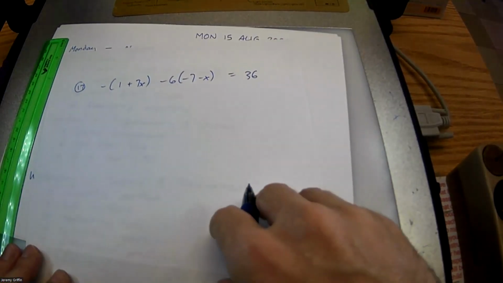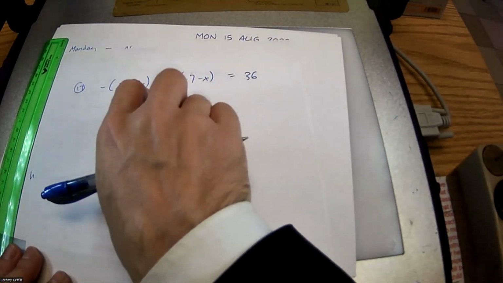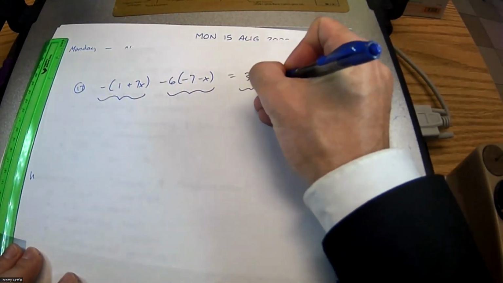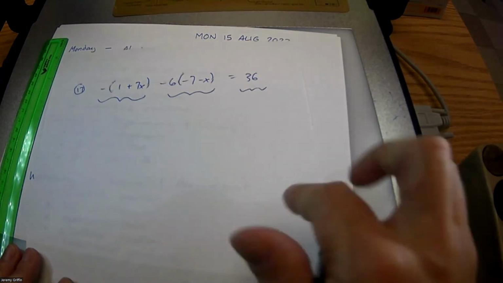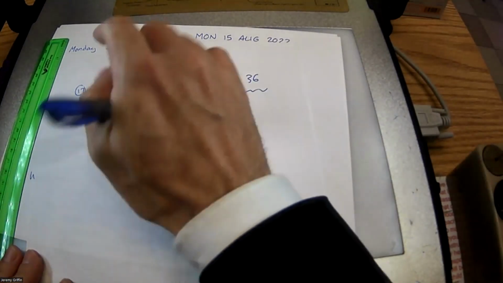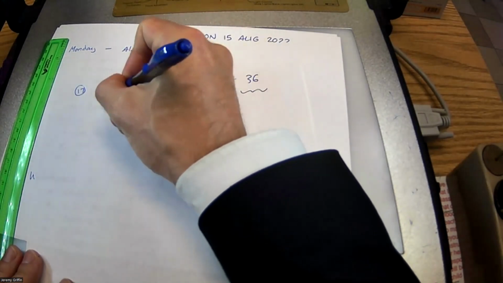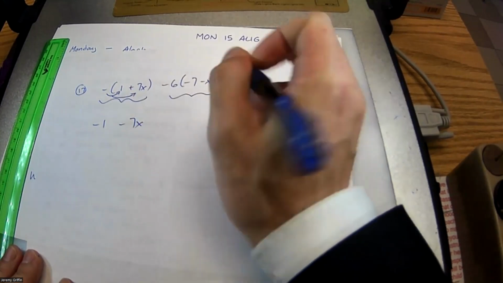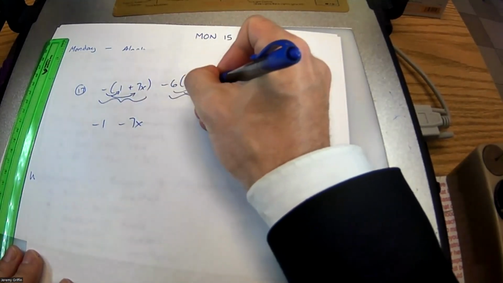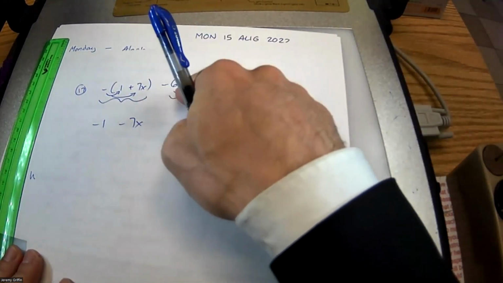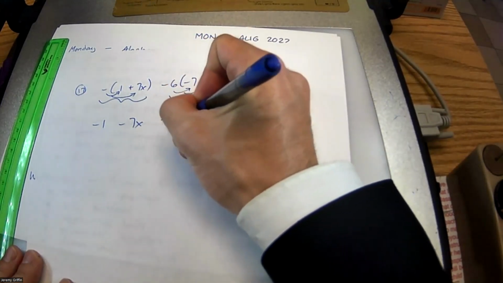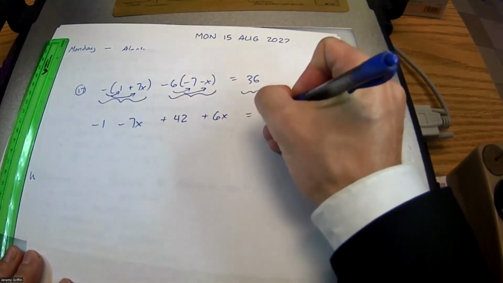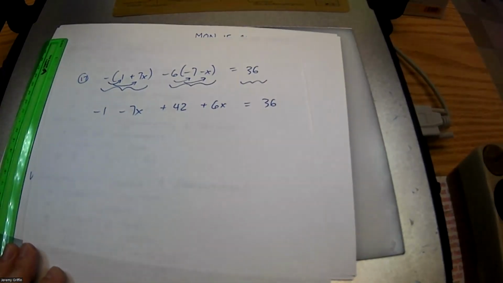All right. So do you guys remember distribution? Now we really have three terms here, right? This term, and then 36 by itself. I have a negative sign that really applies to everything on the inside here, so I can distribute that negative sign. And it's negative 1 minus 7x. Then that negative 6 distributes. Now, negative 6 times negative 7 is positive 42, and negative 6 times negative x is positive 6x. Is that okay?